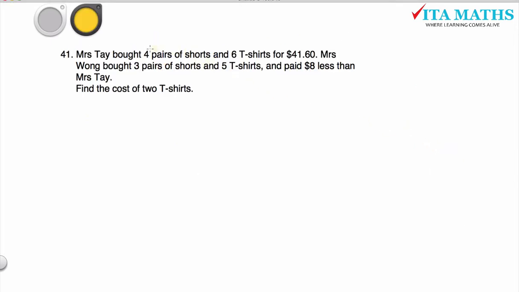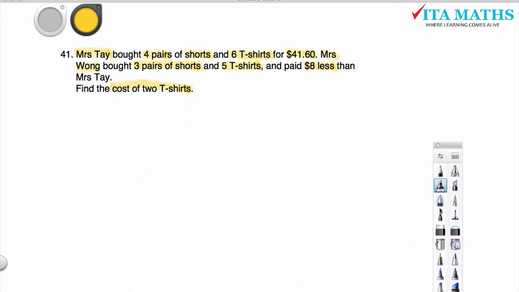Next, we look at question number 41. This is about shorts and t-shirts. Two things that you have to compare, and who are the people involved? Mrs. Tay and Mrs. Wong. So, Mrs. Tay actually bought 4 pairs of shorts, 6 t-shirts, and how much did she pay? $41.60. Mrs. Wong bought 3 pairs of shorts, 5 t-shirts, and paid $8 less than Mrs. Tay. So, you're going to find the cost of 2 t-shirts.